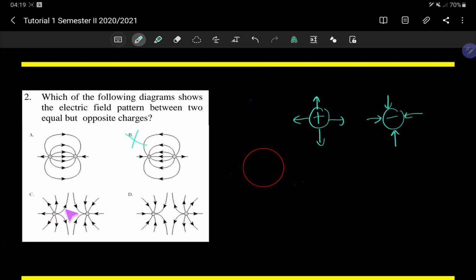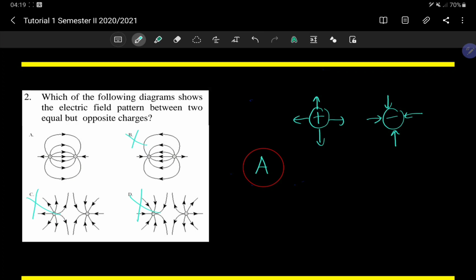But remember, according to Mr. Coulomb, positive and negative charges, or different charges, will attract each other. But now it seems like they are repelling each other. So C is also wrong. And then for D, again, positive and negative repel each other, already wrong. Positive goes inward and negative goes outward. This one is also wrong. So the best answer is A. Alright, for number 2, the answer is A.